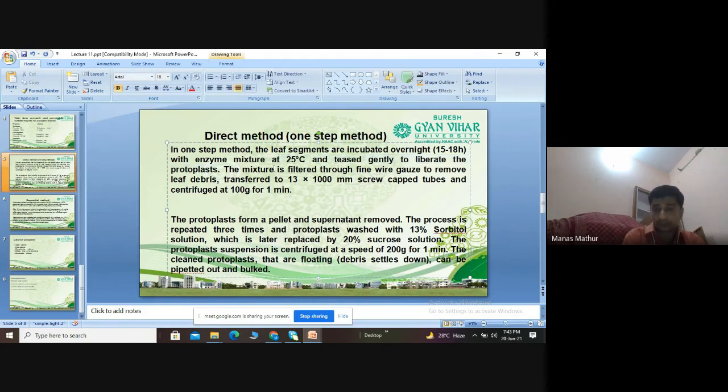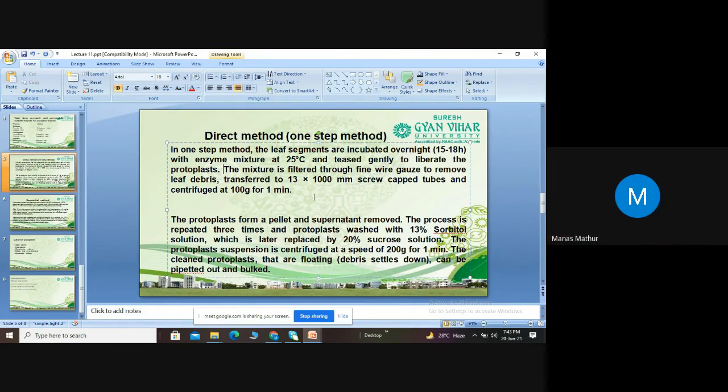The whole mixture is filtered through fine wire gauze to remove the impurities in the form of leaf debris. Then they are transferred to the screw cap tubes having the size of 13 into 100 millimeter. And finally, they are centrifuged at 100 gravity for 1 minute. So in that, what happens?